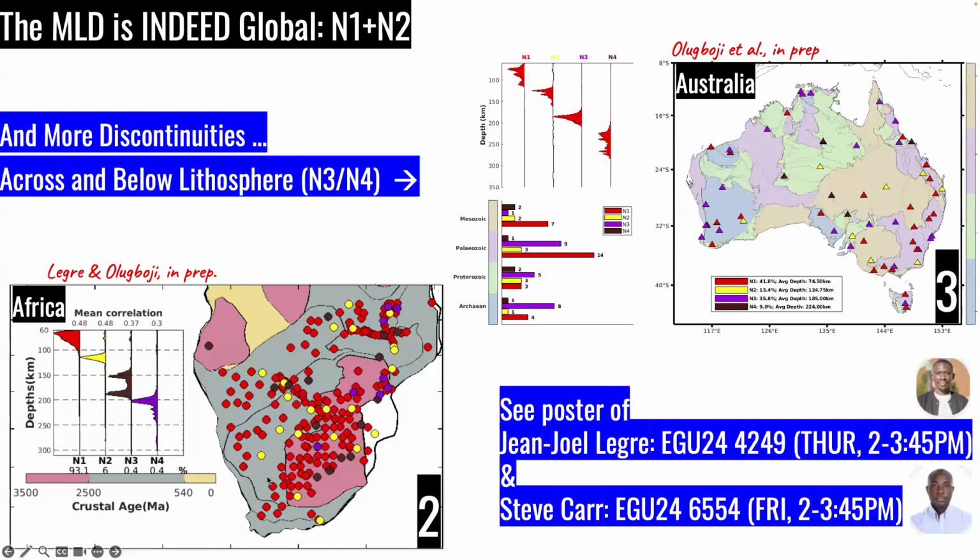Here we show that sharp mid-lithospheric discontinuity associated with a velocity drop is indeed the most prevalent discontinuity, and it is indeed global. We also point out that we detect more discontinuities across and below the lithosphere, although this class is less prevalent.